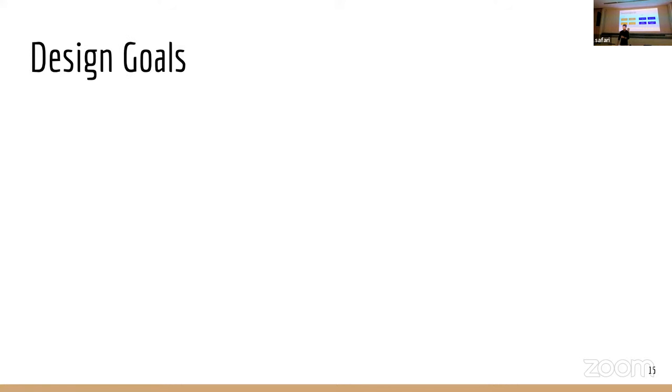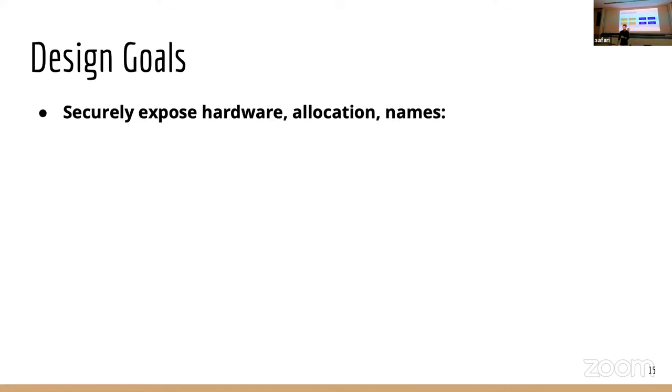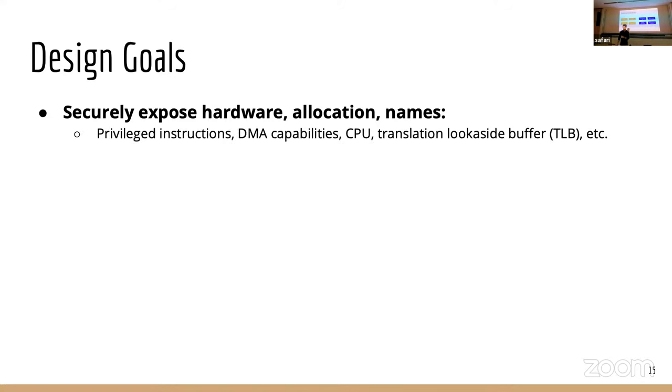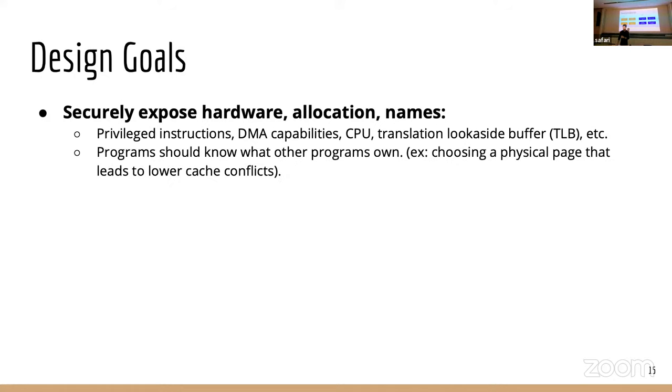So what is the idea here? We want to allocate resources securely, but how do we do that? Well, the first design goal that the IGIS exokernel has in mind is securely exposing hardware. We want to expose privileged instructions, DMA capabilities, the CPU, the translation look-aside buffer, et cetera. We want to expose allocation because we want programs to know what other programs own. And this can lead to better decisions in choosing, for example, a physical page that can lead to lower cache conflicts.